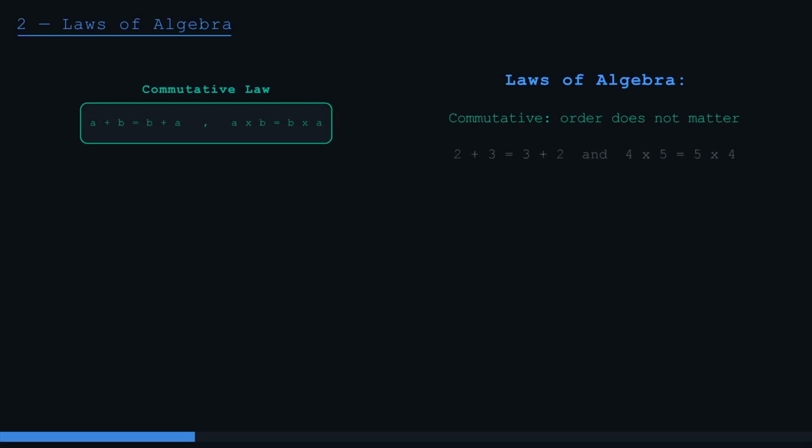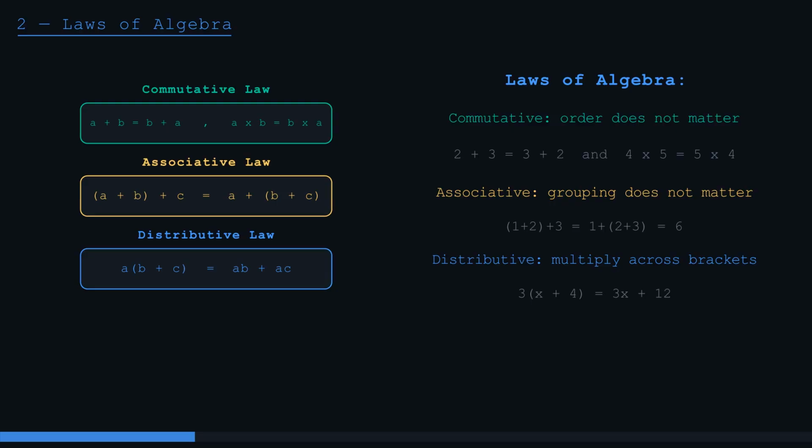There are three key laws of algebra. The commutative law: order does not change the result when adding or multiplying. 2 plus 3 equals 3 plus 2. The associative law: grouping does not matter. 1 plus 2 plus 3 gives 6, regardless of how you group the terms. The distributive law lets you multiply a term across a bracket. 3 times the bracket x plus 4 equals 3x plus 12.